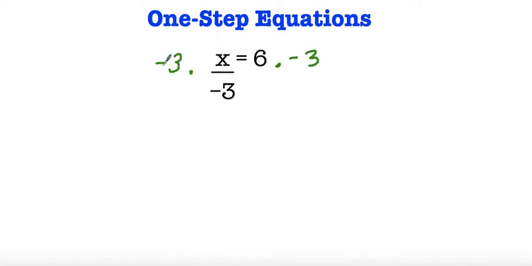And here, -3 divided by -3 is 1. 1x is the same as x, so I'm just going to write down x. And then 6 times -3 is -18.